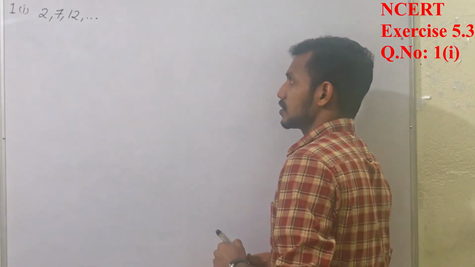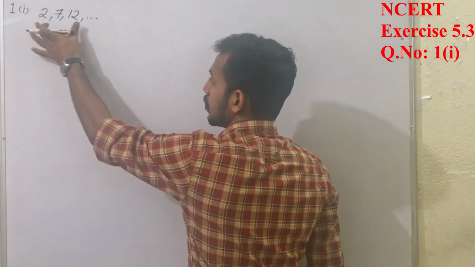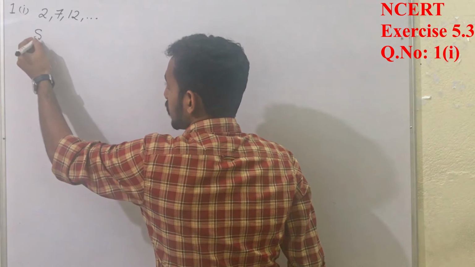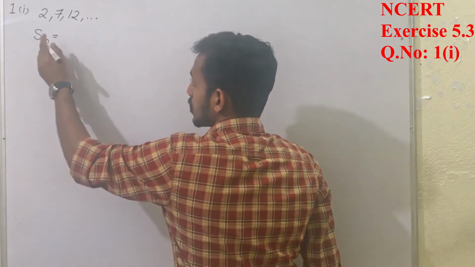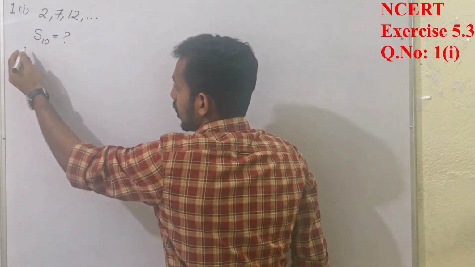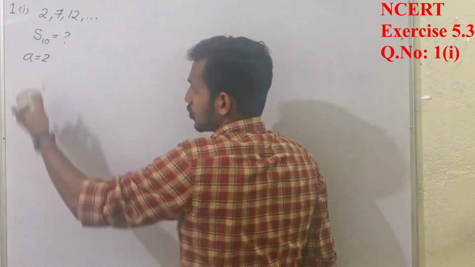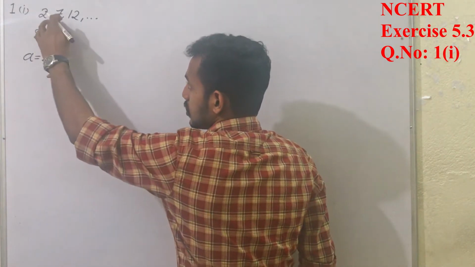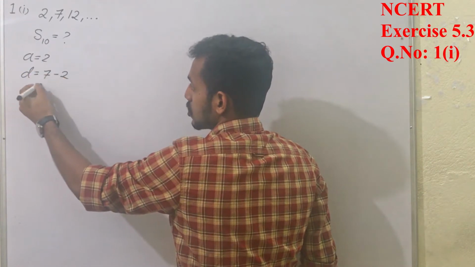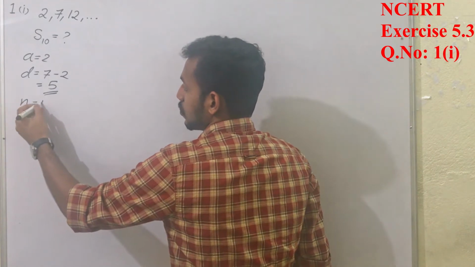In this question, an AP is given and we have to find the sum of these numbers up to 10 terms. That means we have to find the sum of the first 10 terms. For that, first we need to write the variables: the first term is equal to 2 and the second term is 7. So the common difference will be 7 minus 2, which is equal to 5. And what is n? n is equal to 10.